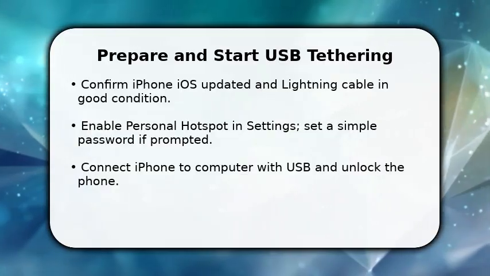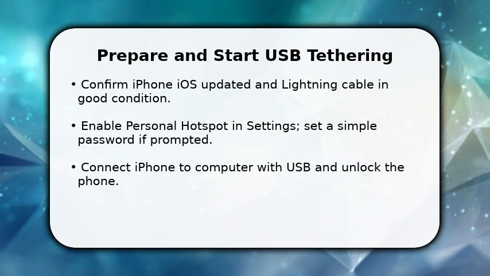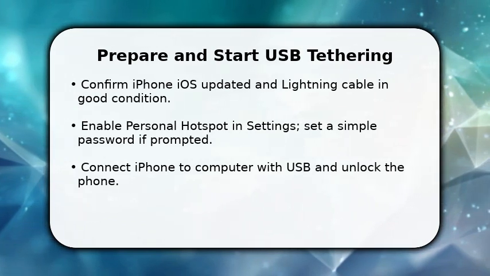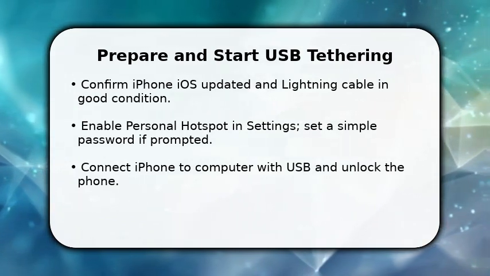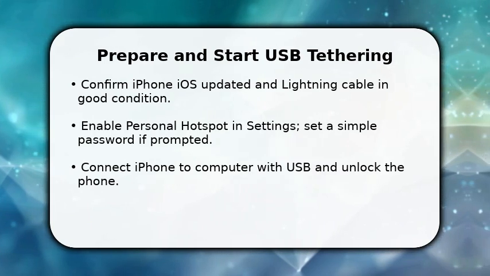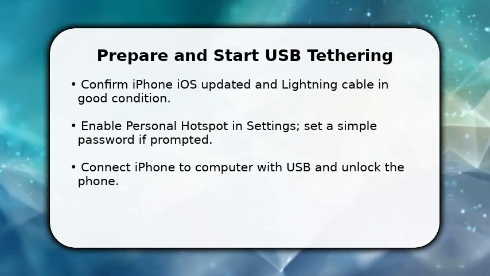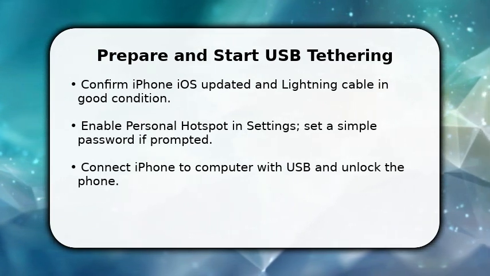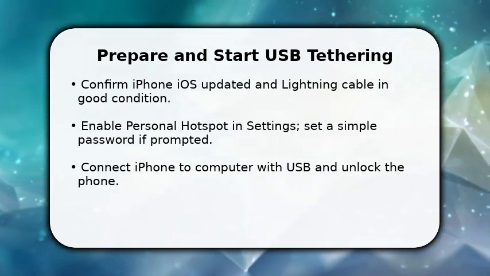You're starting USB tethering right now. First, unlock the iPhone and plug it into the computer with a trusted Lightning cable. Once done, open Settings and tap Personal Hotspot to enable it. This authorizes the phone to share its cellular connection.